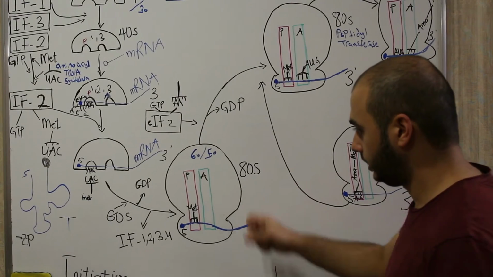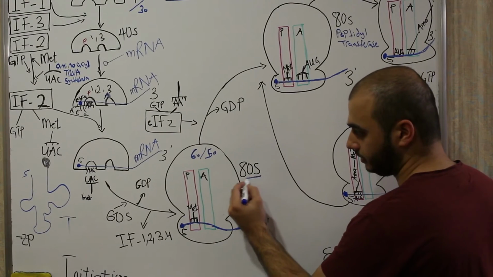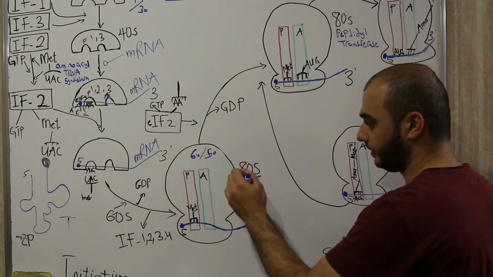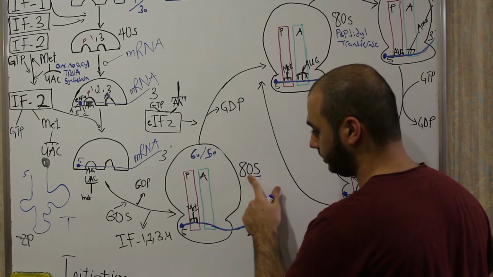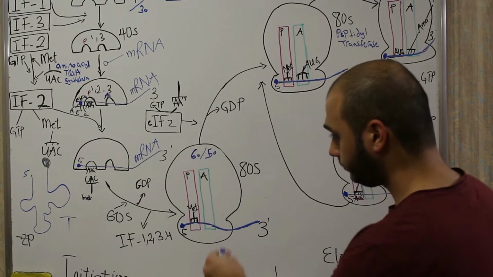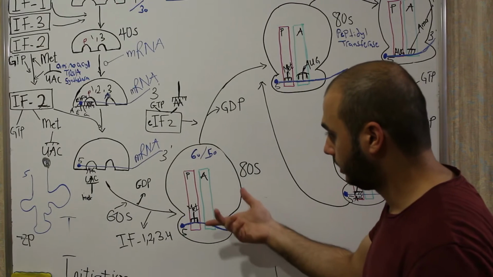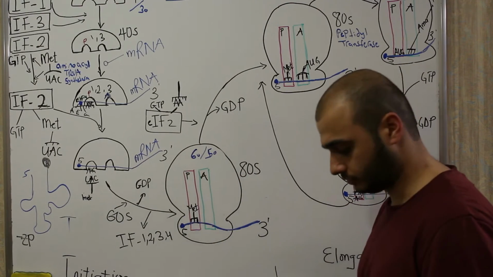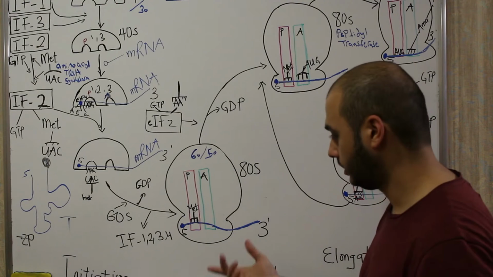So, 80 means prokaryotes. If 80, it means eukaryote. So, after this alignment, here is the end of the initiation process.